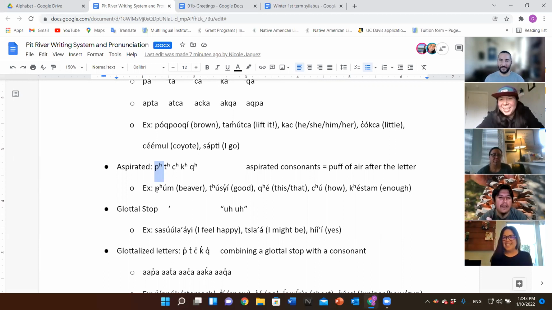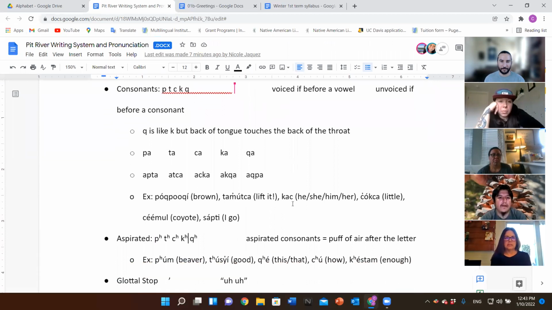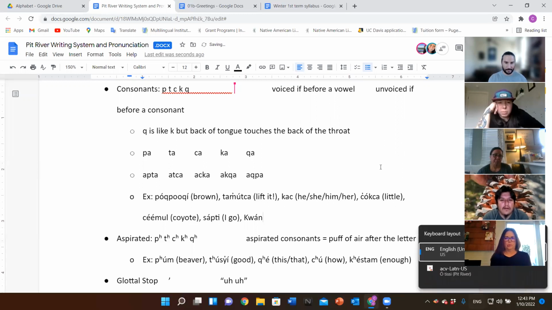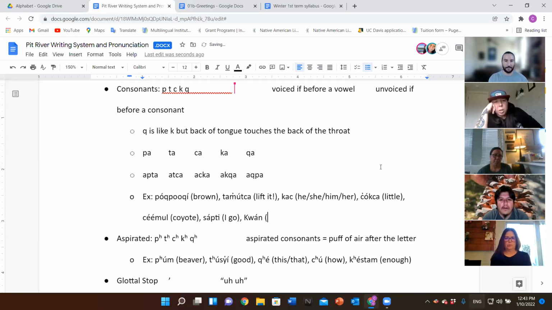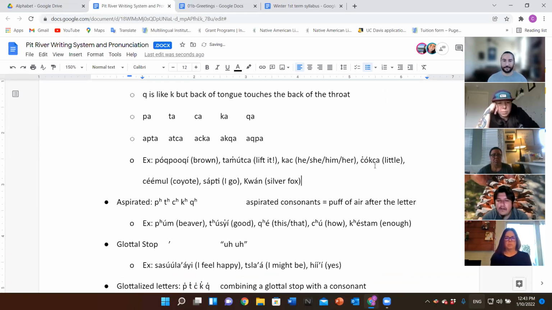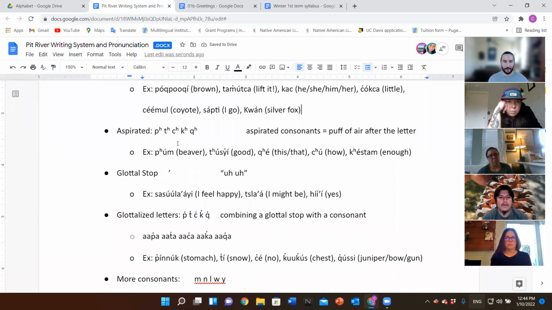Would an aspirated K be used with, like, quan? So quan, because it comes before another consonant, it would just be the unvoiced one of these. These aspirated ones are pretty much always before vowels.